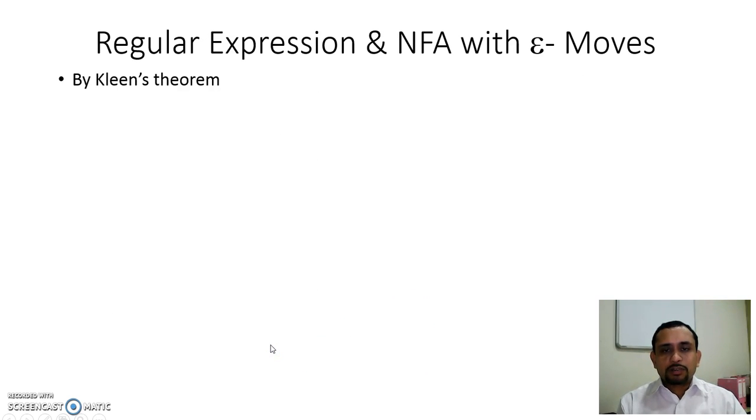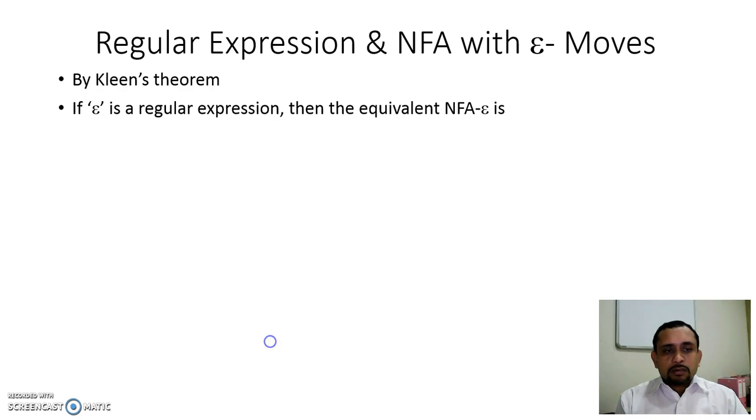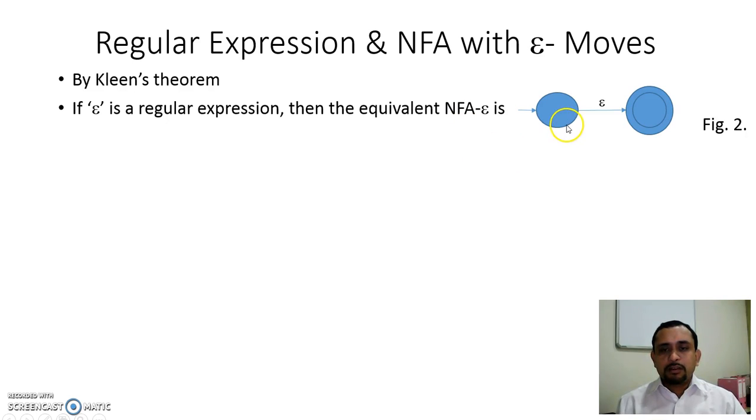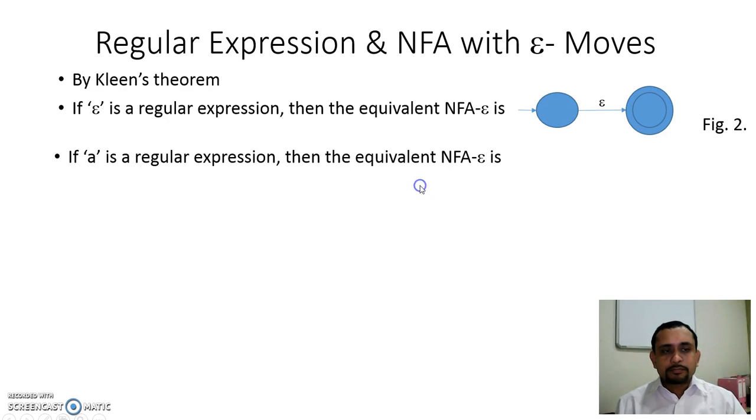Let's see how to construct an NFA with epsilon moves from the given regular expression. By Kleene's theorem, if epsilon is a regular expression, then its equivalent NFA with epsilon moves can be constructed like this. Here we have connected the initial state with the final state with the help of epsilon. That means on no given input, that is, when we have a zero-length string as input, which is epsilon, the final state can be reached from the initial state.